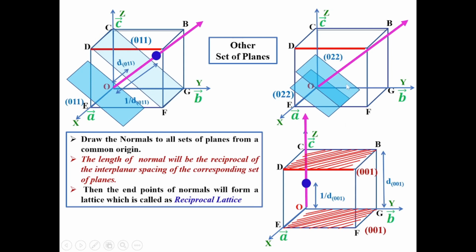Likewise, if we consider 0, 2, 2, then the interplanar spacing between the set of planes of 0, 2, 2 is this much, which is lesser as compared with this. So obviously 1 by D022, the reciprocal, will be larger than this length. Larger than this length means up to this much length, here it is. So from the center up to this much on the normal we have to move, and here we put a point, and this point is called the reciprocal lattice point of this plane.